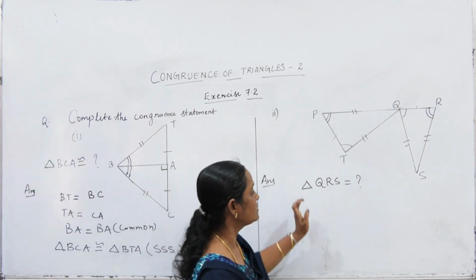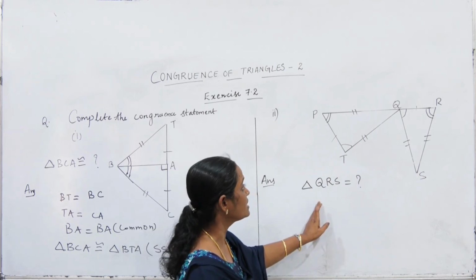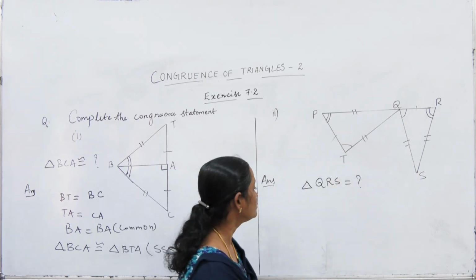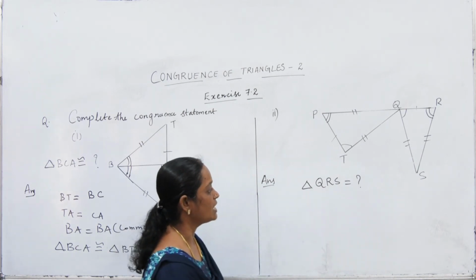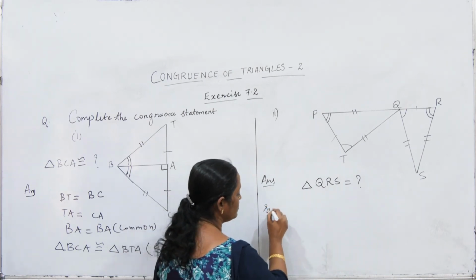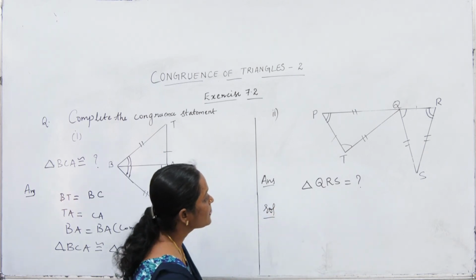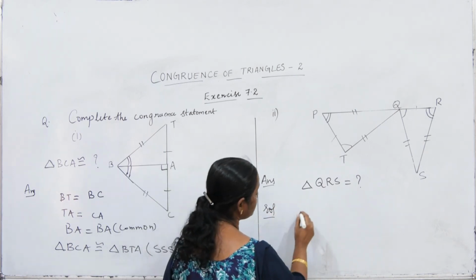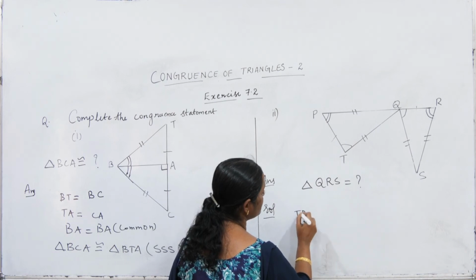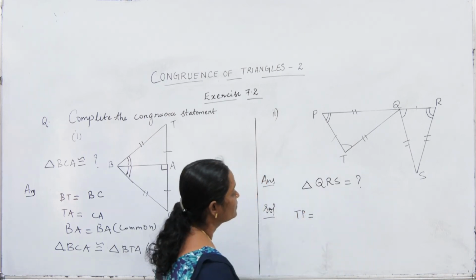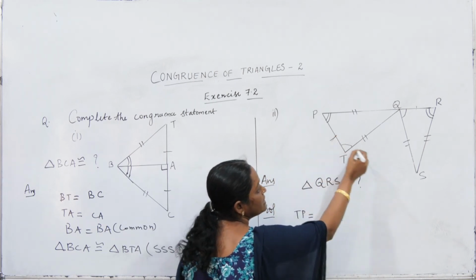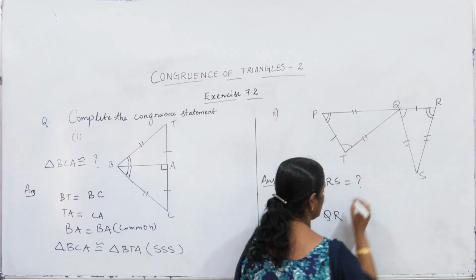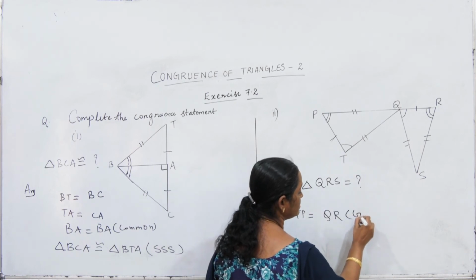These two triangles are given, triangle QRS and triangle TPQ. So triangle QRS is congruent to which triangle? Here you have to find out. So here TP is equal to QR. Here TP is equal to QR. It is given in the question. TP and QR are equal.